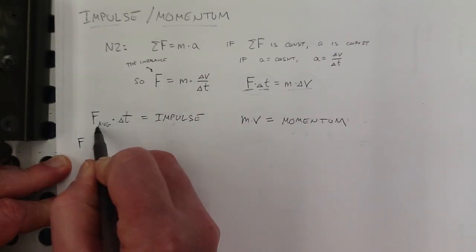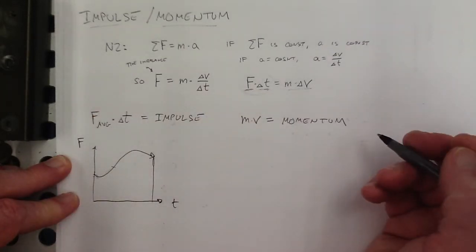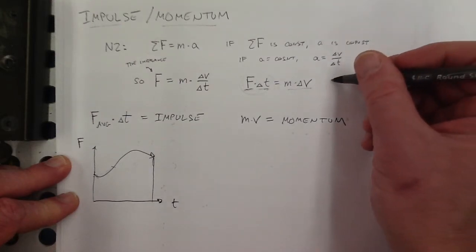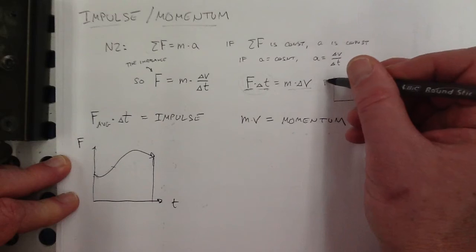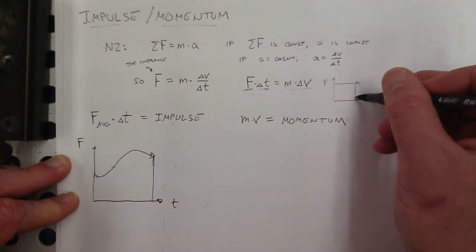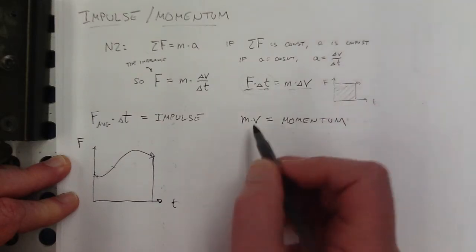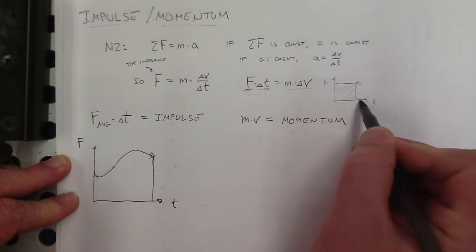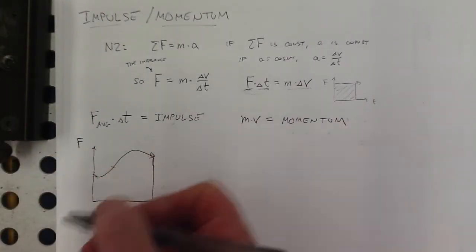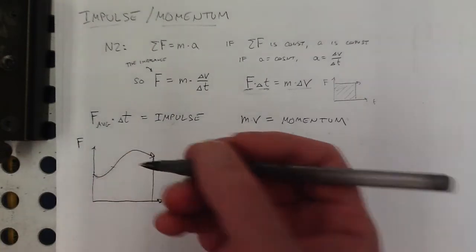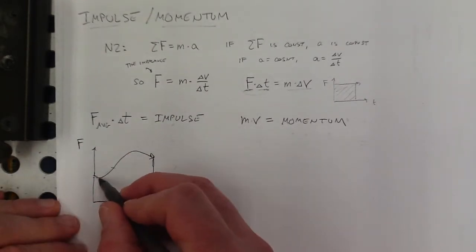If force is constant, then your force versus time graph looks like this, and of course you could interpret force times time as force times the area of that rectangle. So, Riemann sum, then limit, blah, blah, blah, area, so we're talking about an integral here.